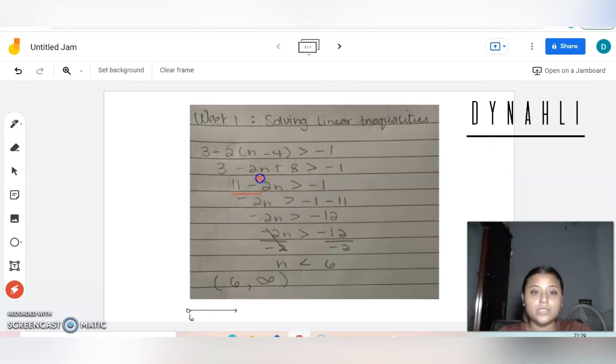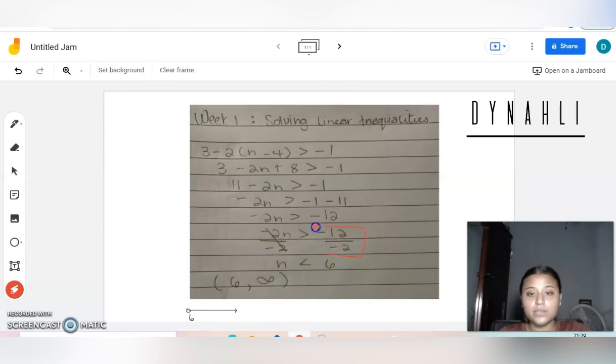After that, you transpose the 11 to the right side, which would leave the negative 2n on the left side, and would be greater than negative 1 minus 11. So this would then be negative 2n is greater than negative 12 after you've added them. And to get rid of the negative 2 and leave only the variable, you would divide it by a negative 2. There would be negative 2 divided by negative 2 is greater than negative 12 divided by negative 2.